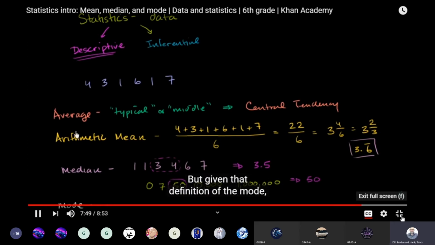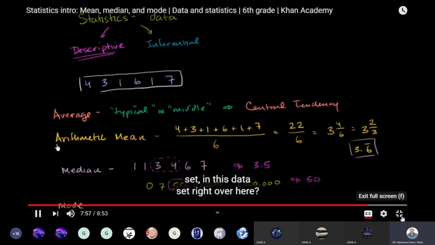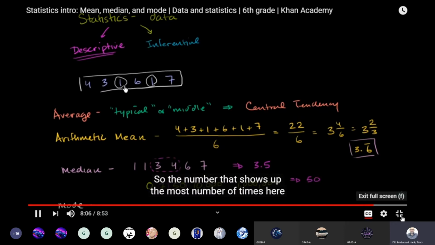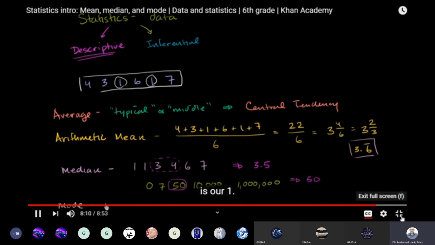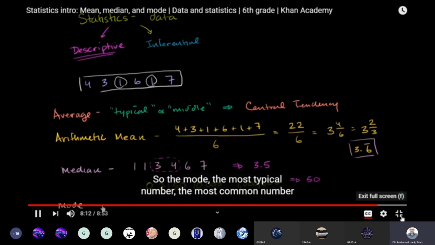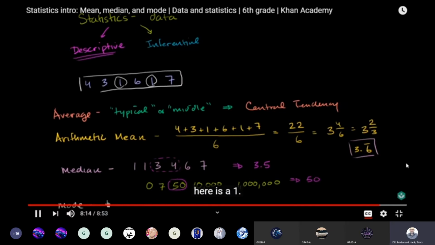But given that definition of the mode, what is the single most common number in our original data set, in this data set right over here? Well, we only have 1 4, we only have 1 3, but we have 2 1s. We have 1 6 and 1 7. So the number that shows up the most number of times here is our 1. So the mode, the most common number here, is a 1.